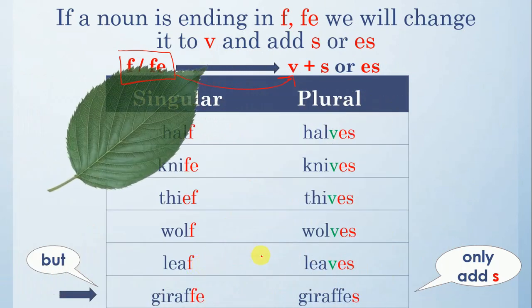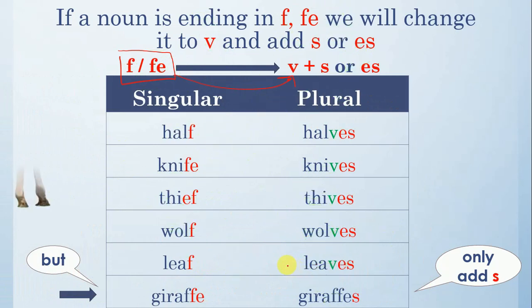Leaf, leaves. Giraffe, giraffes. Now, the word is ending with F or FE. What do we add? Instead of the F, we add V, and then we add ES. But in the case of giraffe, the word is ending in FE, but we don't add VES. Instead, we only add S.